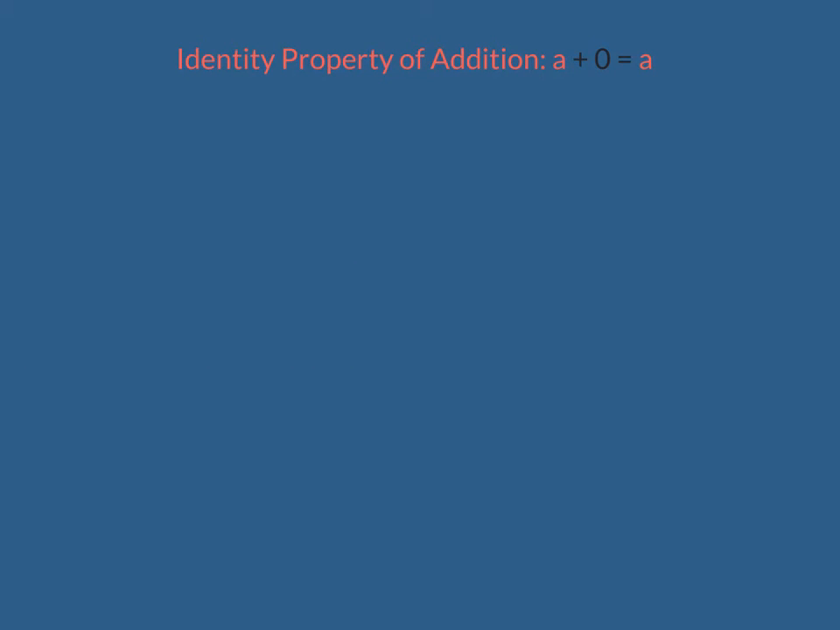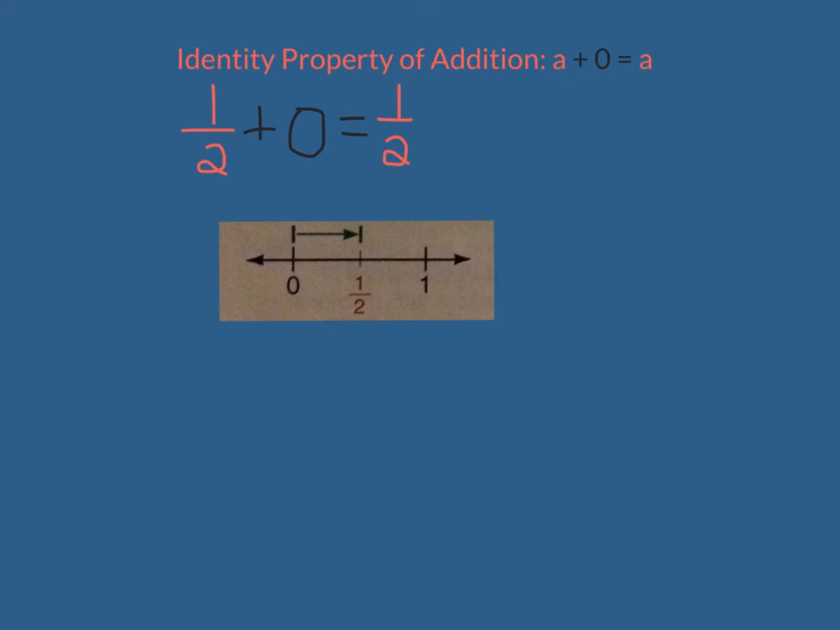Next, we have the identity property of addition, which says a plus 0 equals a. So this says 1/2 plus 0 equals 1/2. So here's what that would look like on a number line. We have 1/2 plus 0, so it doesn't move anywhere, equals 1/2.